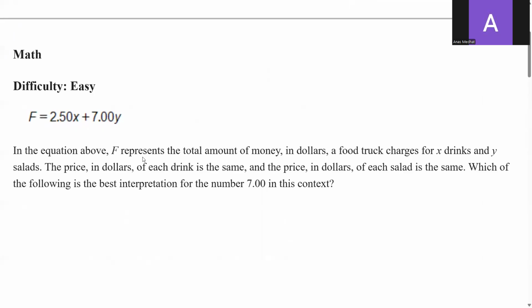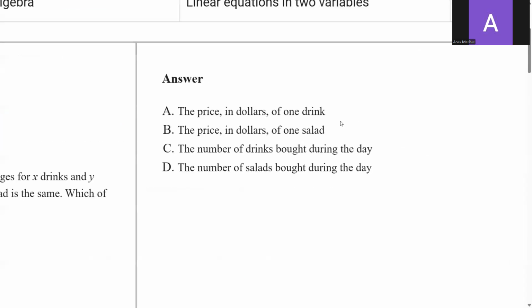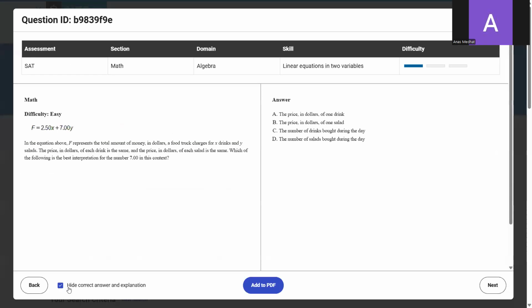In the equation above, F represents the total amount of money in dollars a food truck charges for x drinks and y salads. The price in dollars of each drink is the same, and the price in dollars of each salad is the same. Which of the following is the best interpretation for the number 7 in this context? Oh, so x drinks and y salads. X is the number of drinks and y is the number of salads. So 7 should be the price of each salad. The price in dollars of one salad. B is the answer.